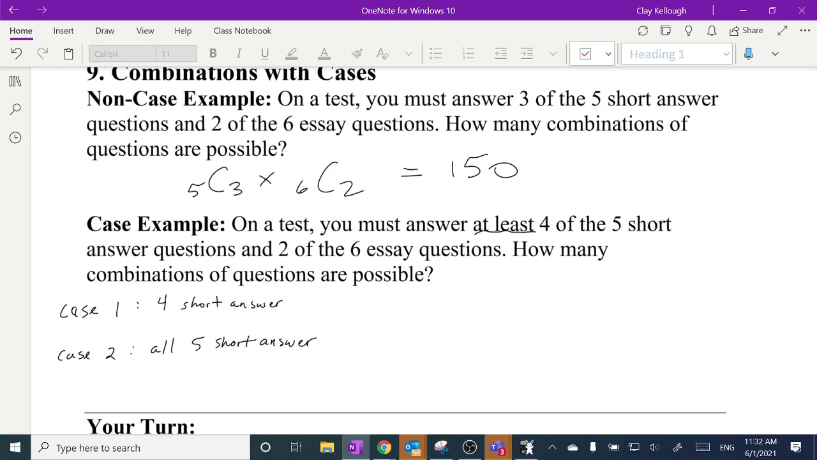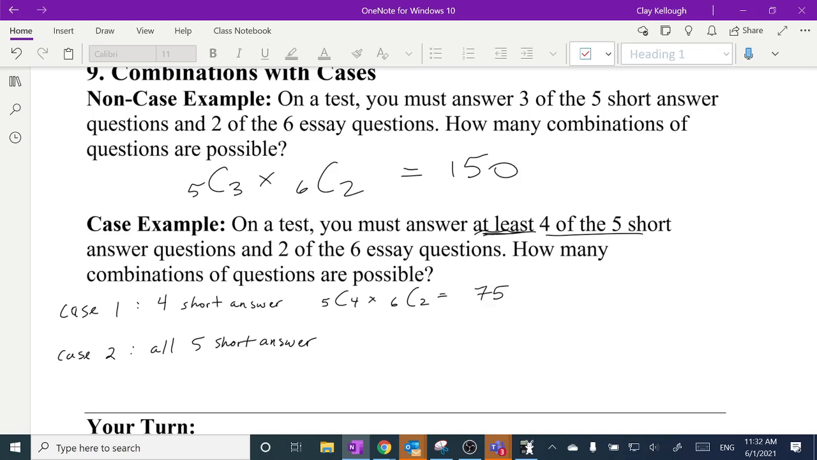See why I have to calculate those separately? Now I'm going to assume that when they say 2 out of 6, this at least only applies to the 4 out of 5, not the 2 out of 6. Otherwise they'd say and at least 2 out of 6, and then this would be a much bigger calculation. So case 1 is I am doing 5 choose 4 times 6 choose 2. And when I run that through the calculator, I get 75 possible combinations.